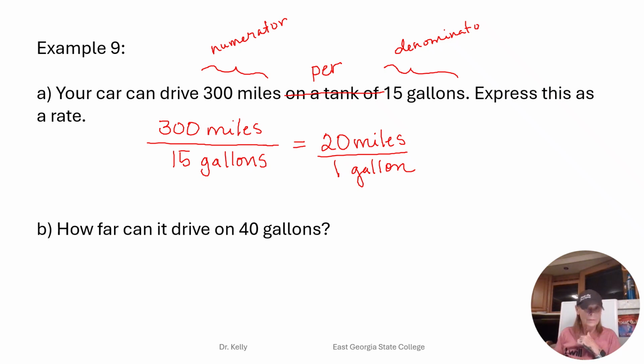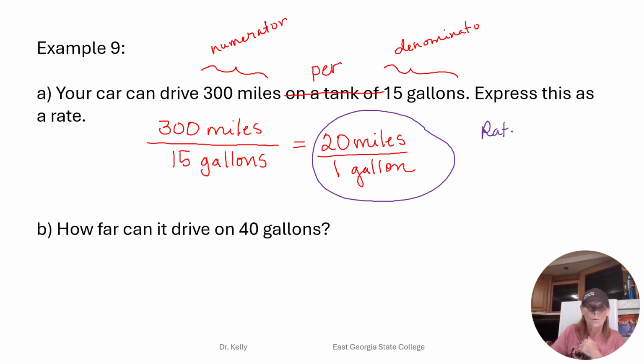Now, that's what it asked us for. It asked us to find that rate, and that is the rate. So the rate is 20 miles per gallon. Okay. Then it says, how far can it drive in 40 gallons? Well, if this is 20 miles for 1 gallon, we just need to multiply it by 40.